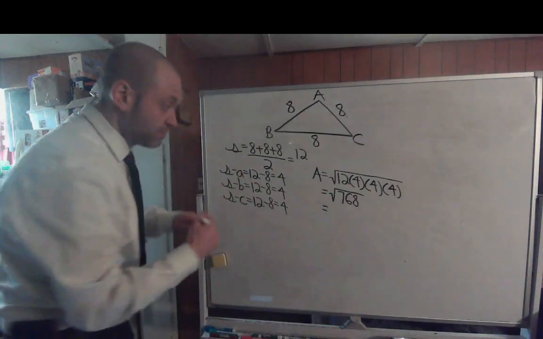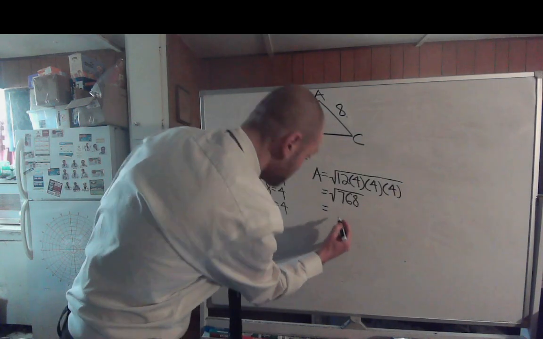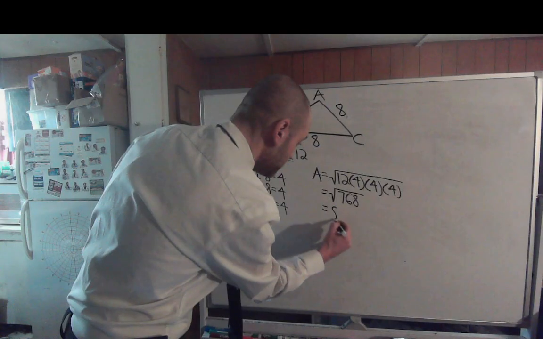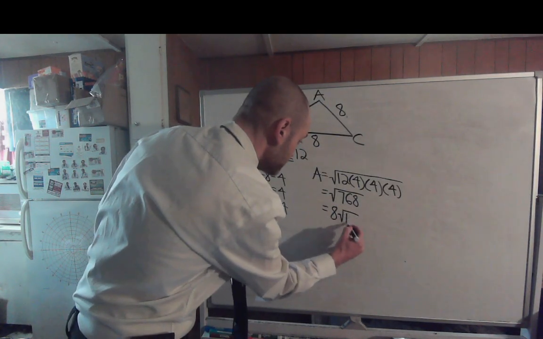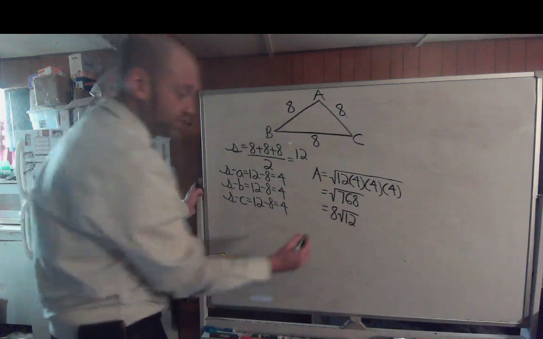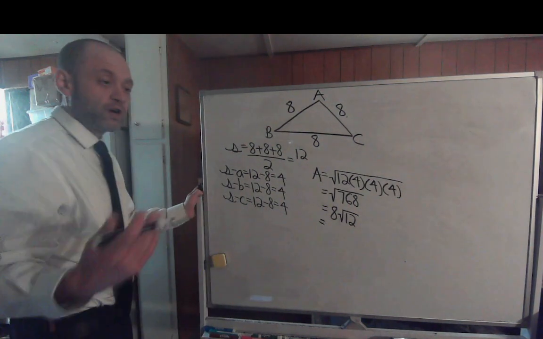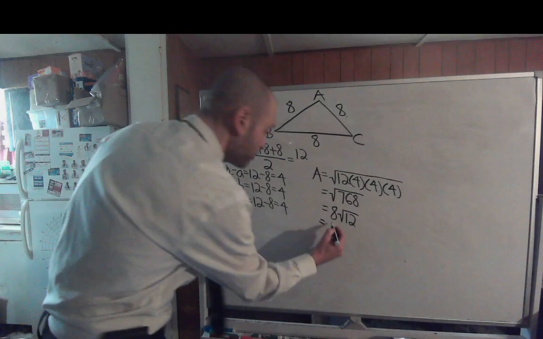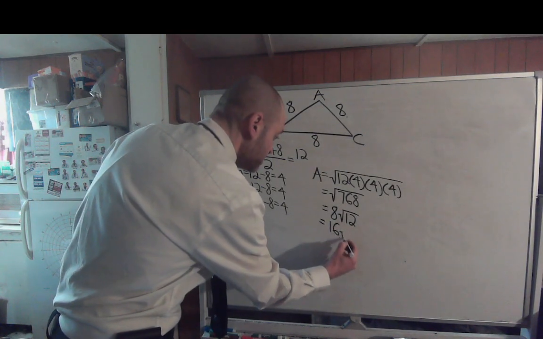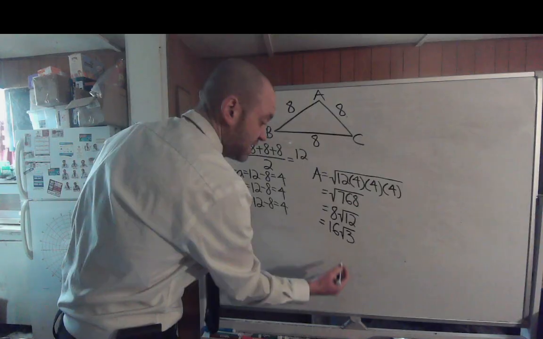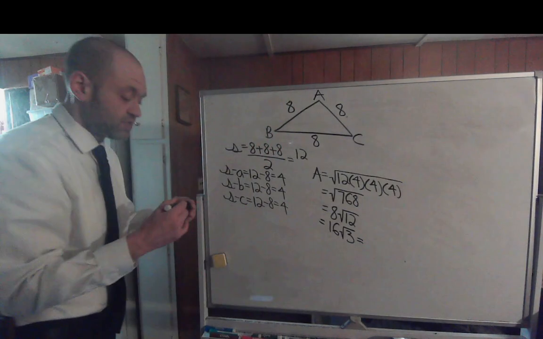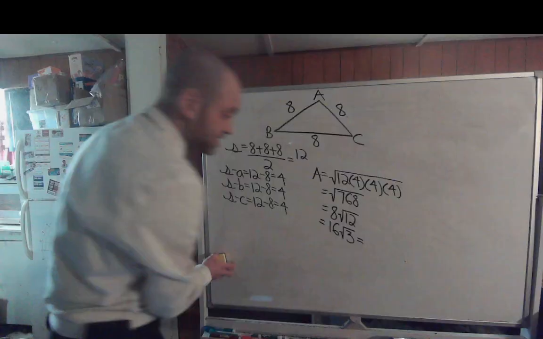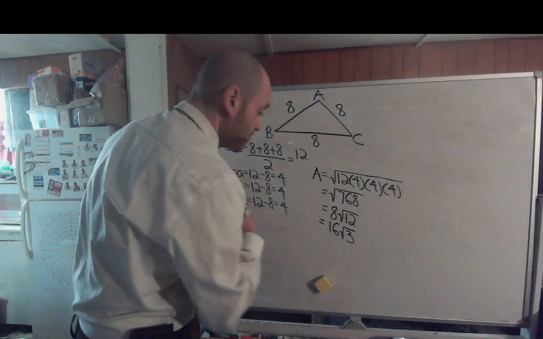Alright, so this would break down into the square root of 64 times 12, which would be 8 times the square root of 12. Well, the square root of 12 breaks down to the square root of 4 times 3, so you would get an area of 16 times the square root of 3 units, or you can get a decimal approximation.